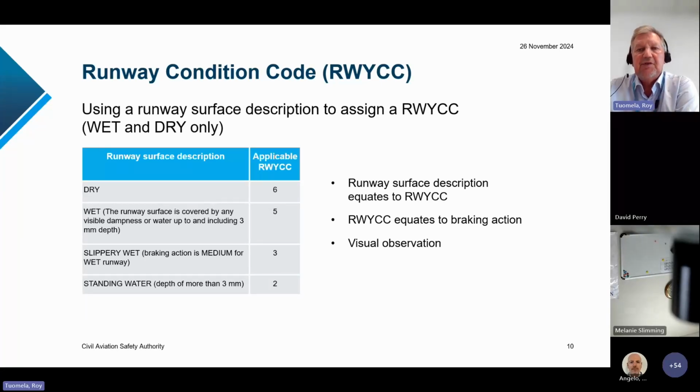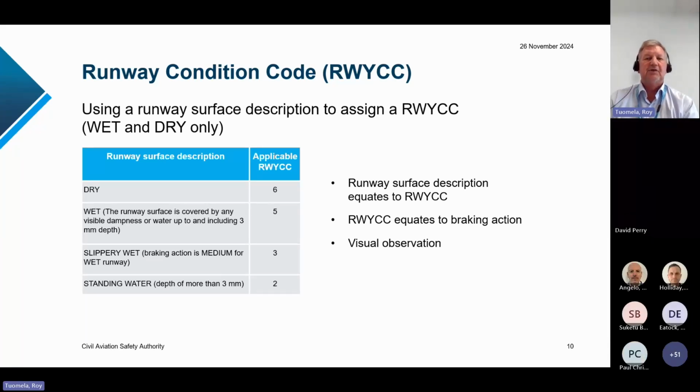So these are the most prevalent conditions for all of our 330 certified aerodromes. And again, as I said, it's not intended to be an exact science. So we are expecting that you can determine whether there's standing water by visual observation. Slippery runways obviously are more dependent on the pilot's reported braking action.